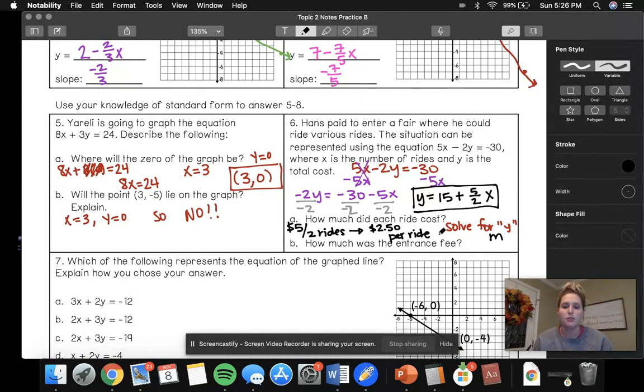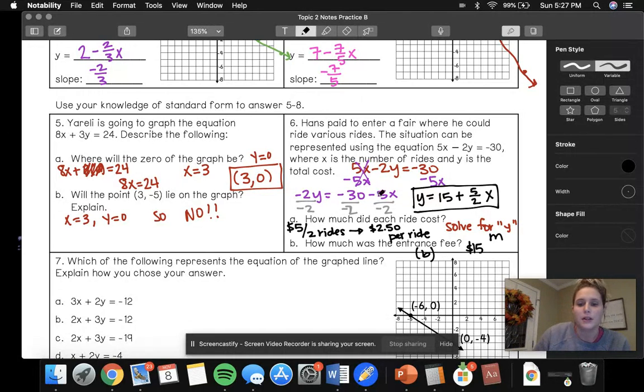Part B says, how much was the entrance fee? So we have to think about this fair. First, they have to get into the fair, and then they can go on all of their rides. So when it says the entrance fee, it reminds me of like the starting value or the starting point. So in this case, I want to find the y-intercept. So since we already solved for y, we can just visualize and see that the starting cost is $15. Okay, and I found that by finding the b.